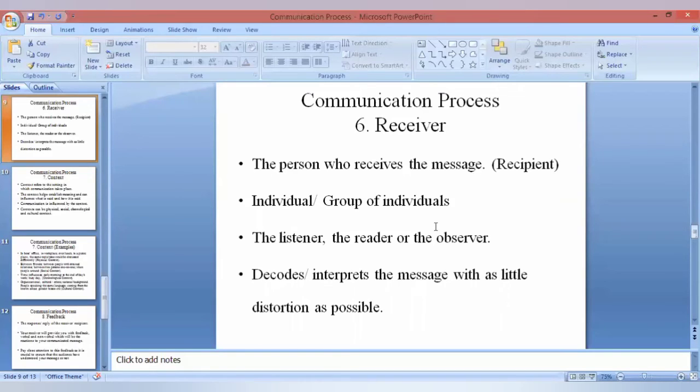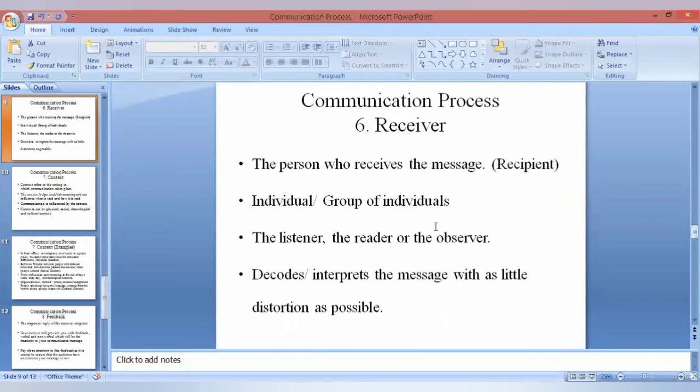I mean to say that a message is not only sent to a single individual. In most cases, it is shared with a group of individuals, with a number of employees of the same organization. So you should keep in mind that your receiver can be either a single person or a group of individuals. The receiver could be the listener, the reader, or the observer. So these are different roles of the recipient.